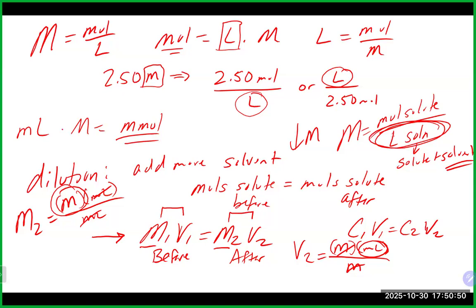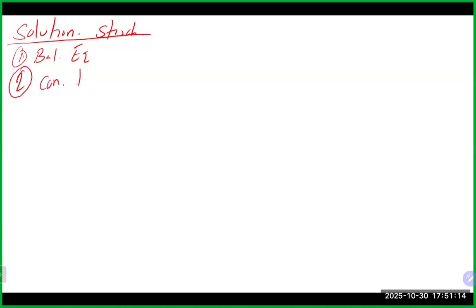But if you are not doing dilution and not using that equation, it's best to make sure you convert to liters so everything cancels out. Now, we also talked about solution stoichiometry. Solution stoichiometry is really the same sort of steps that we've done previously. Again, you're going to balance the equation. You're going to convert to moles.